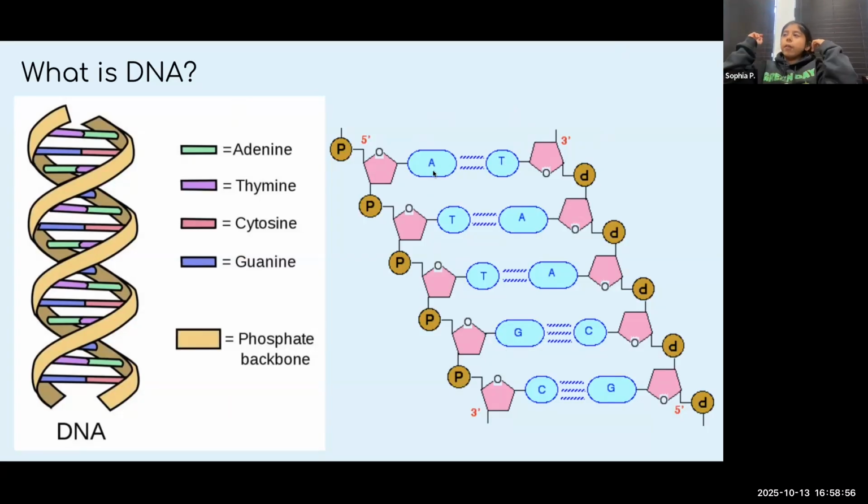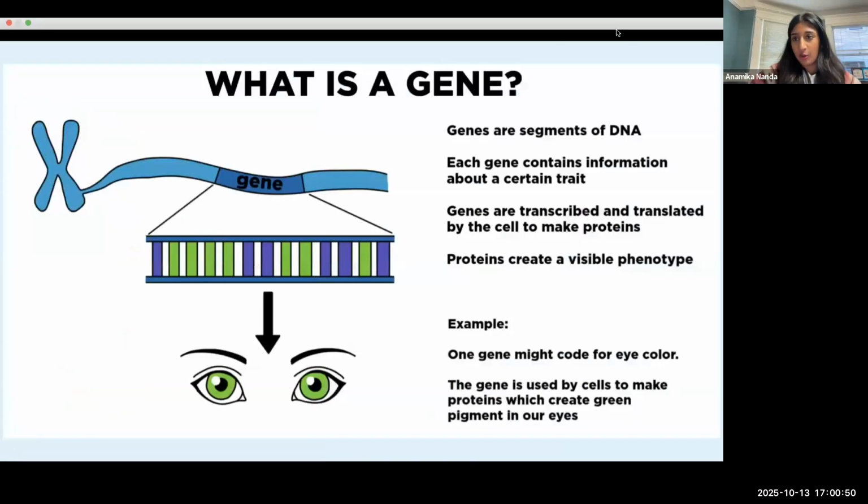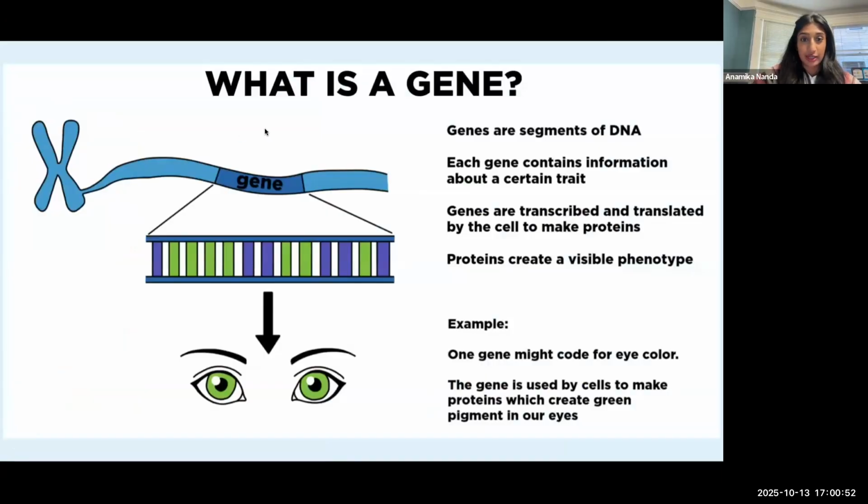Since every living organism has cells, DNA is in every living organism. Yes, exactly. Plants also have DNA. Great question. Yes, plants have DNA, animals have DNA. If anyone has pets, your pets have DNA, and every living thing has DNA. So on that note, we're going to go into what a gene is.